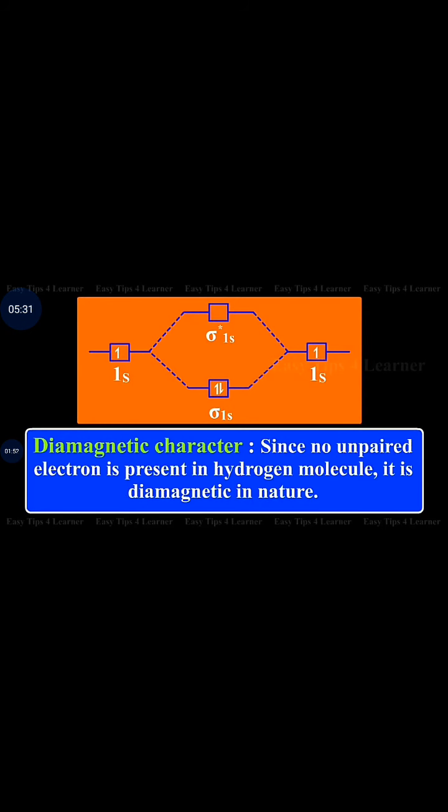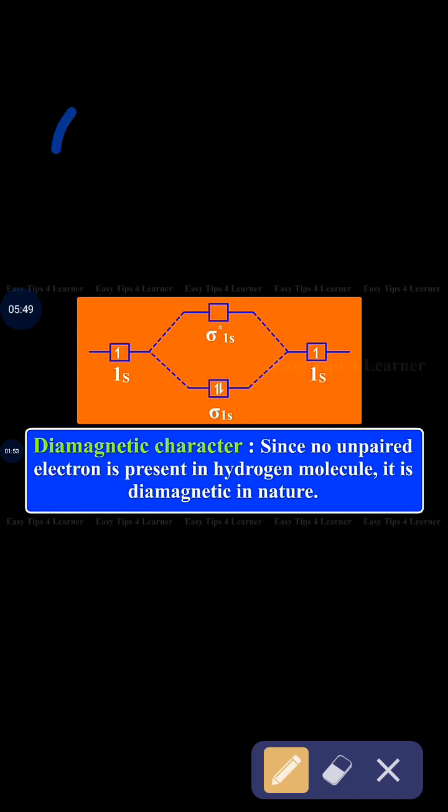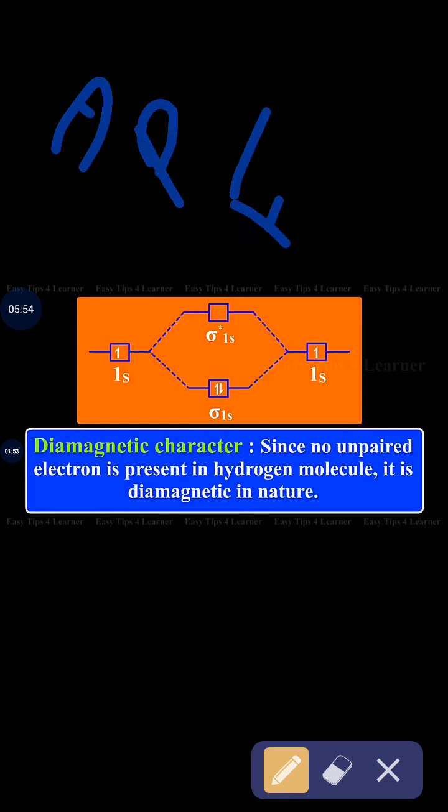Now let's see about the diamagnetic nature. Listen guys, there are mainly five types of magnetic compounds, out of which I am discussing only 3 here. The first one is diamagnetic, the second one is paramagnetic, the third one is ferromagnetic. After that 2 more types are present: antiferromagnetic and the fifth one, ferrimagnetic compounds. But now we will discuss these 3 only.